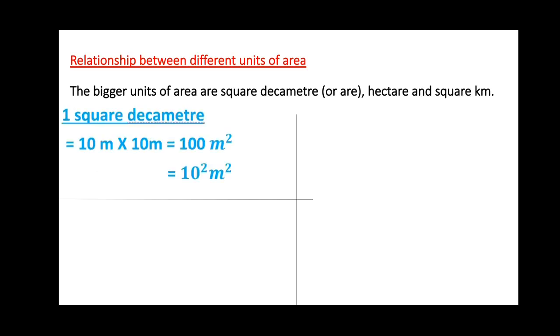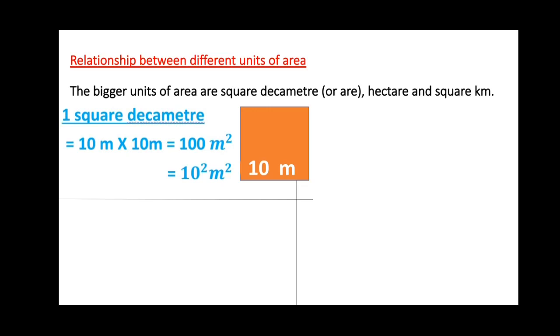In 6th standard, we already learned that deca means 10 times. 1 square decameter means a square is having a side of 10 meter. So we can write 1 square decameter is equal to 10 meter into 10 meter. That is equal to 100 meter square, which is same as 10 square meter square.